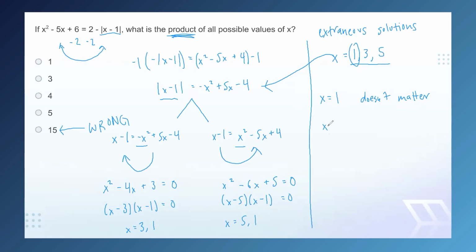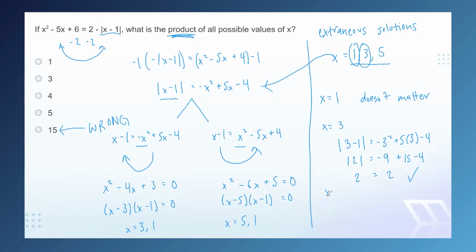All right, next up is x equals 3. So the absolute value of 3 minus 1 is equal to negative 3 squared plus 5 times 3 minus 4. So the absolute value of 2 equals negative 9. Remember, we are not squaring that negative. Plus 15 minus 4, or 2, equals 2. This is true. So 3 is, in fact, a valid solution.